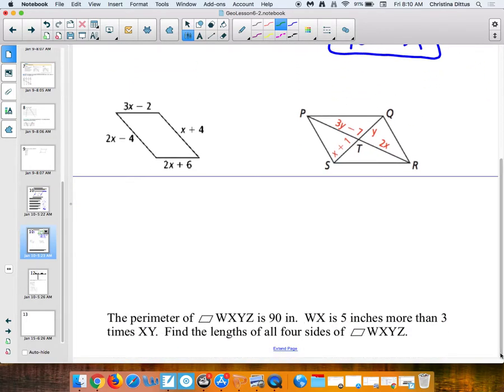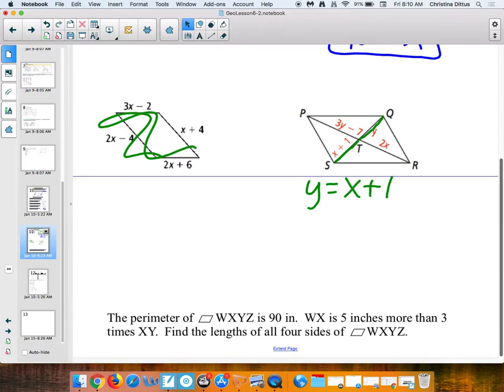You don't have this one, sorry about that, but you do have this one. Do I have sides or diagonals there? Diagonals, and we said the diagonals what each other? Bisect each other. So what's the same as x plus 1? Y, yeah. They have to be on the same line. So y has to equal x plus 1, because I know that that t is kind of like a midpoint for both my lines. What else has to be true? 3y minus 7 equals 2x.